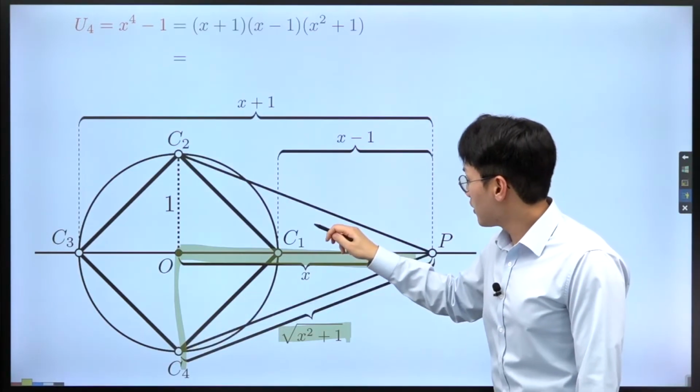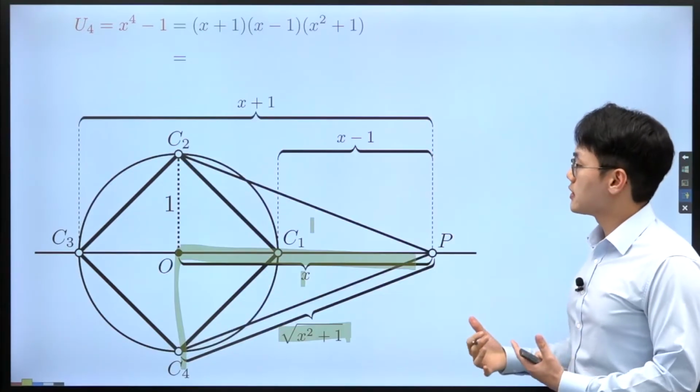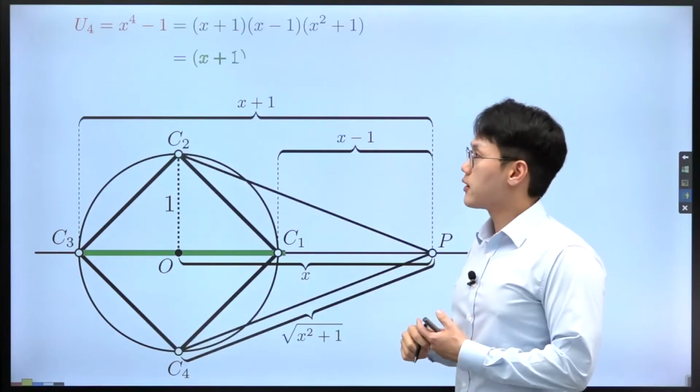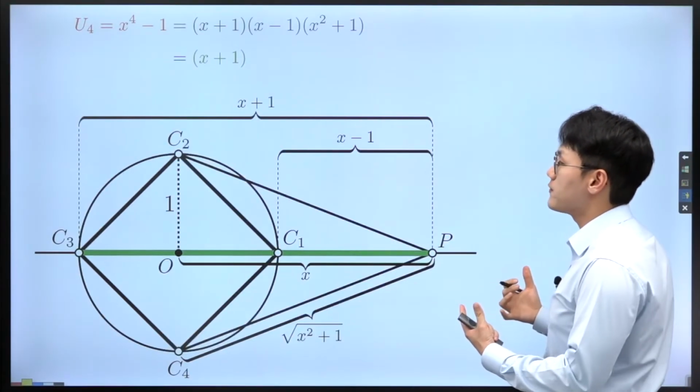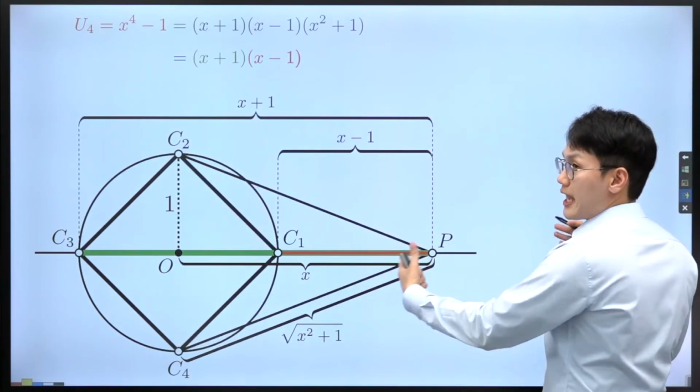And make no mistake, this triangle and that triangle are congruent to each other. That means I can get the same distance here as the square root of x squared plus 1. Okay, let's try to then multiply all those lengths that we found. Up to C3 was x plus 1. Up to C1 it was x minus 1.